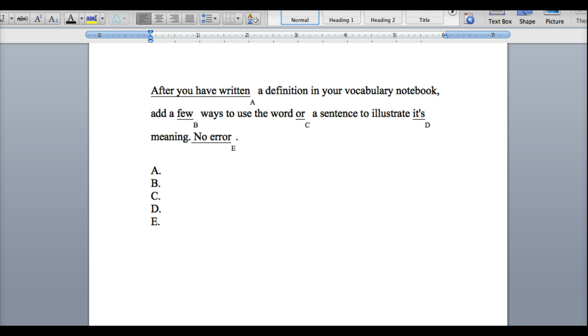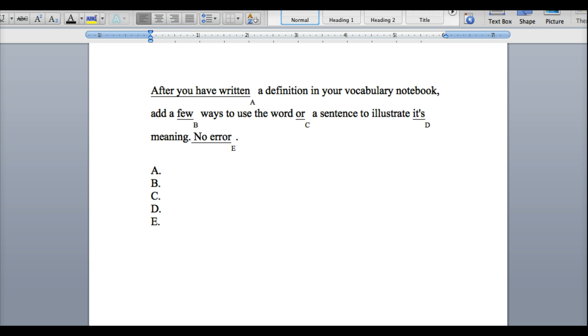After you have written a definition in your vocabulary notebook, add a few ways to use the word or a sentence to illustrate its meaning. Well, its meaning is the meaning of the word. The problem is they have IT apostrophe S. And a very easy way to remember this is that IT apostrophe S only is a contraction, and it means it is. It doesn't mean anything else, and it can't be used as a possessive pronoun.